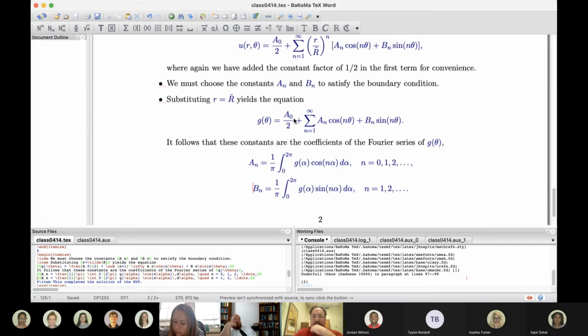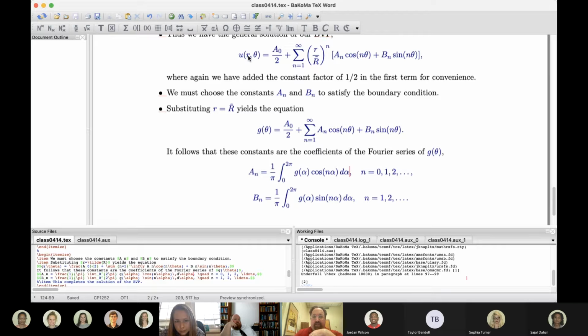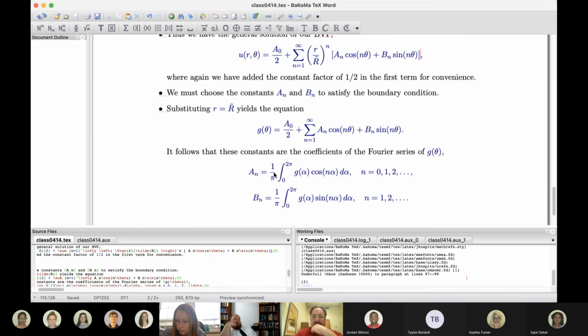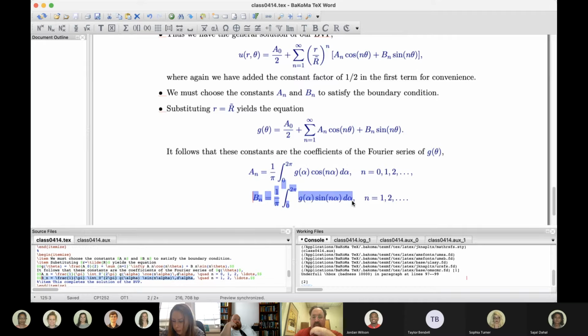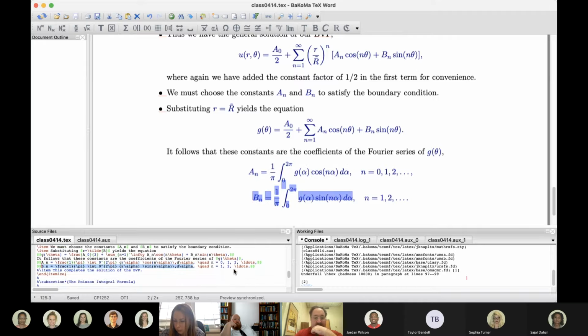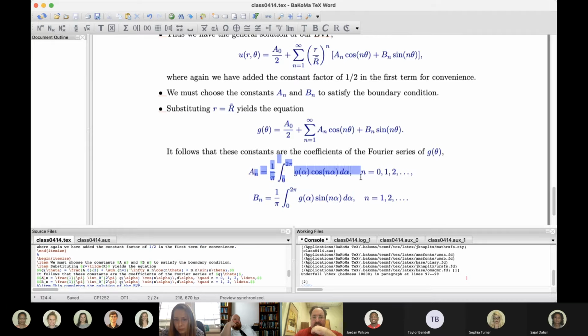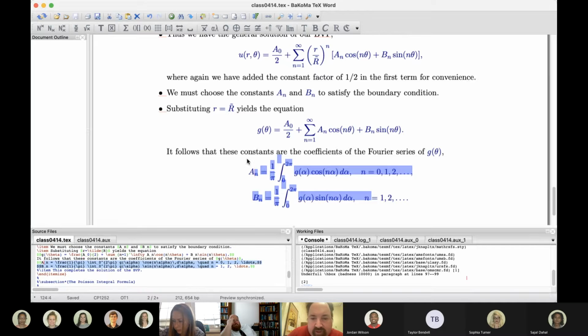And the reason why we have this factor of 1/2 is so that we can use the same formula for all the A's, including A_0. So when you have an interior Dirichlet problem for a circle, you can jump directly to this being the form of your solution and use your boundary condition, u is equal to g on the boundary, and use these formulas for your coefficients. So these are key equations to take into account when you're solving a problem of this kind. So any questions at this point?